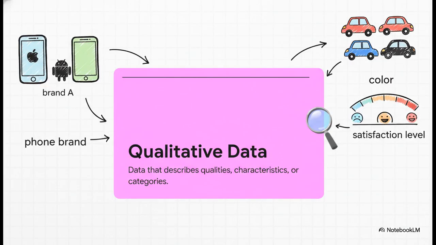So let's look at qualitative data. You might also hear it called categorical data. It's all about labels, descriptions, and putting things into buckets. Think about the color of your car, your gender, the brand of your phone, or even if you're satisfied or unsatisfied. All of that is qualitative. Its job is just to sort and label.